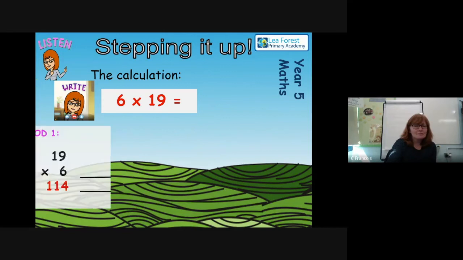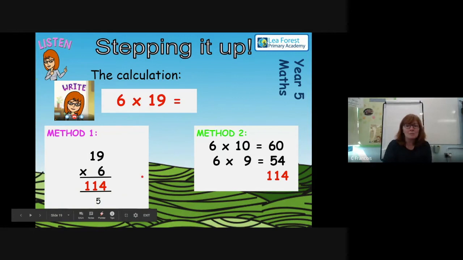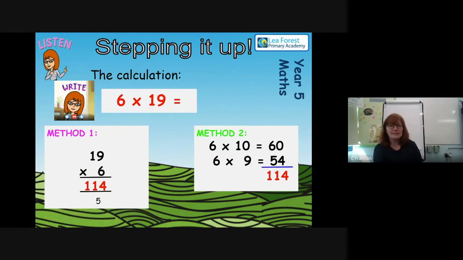Let's have a look then. I did it this way: 6 times 9 is 54, 4 carry my 5. 6 times 10 is 60, or 6 add 5 is 11, which is actually 110. Or if you partitioned it, 6 times 10 and 6 times 9, you would still come up with the same answer, just a different way.